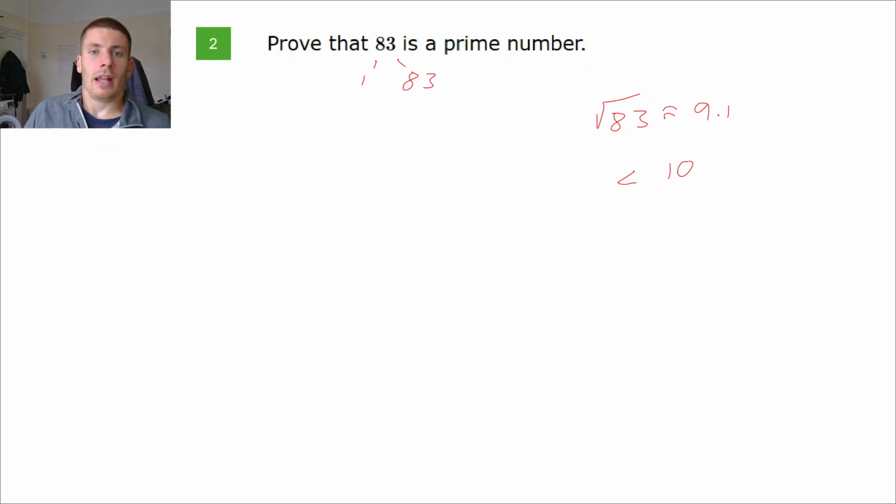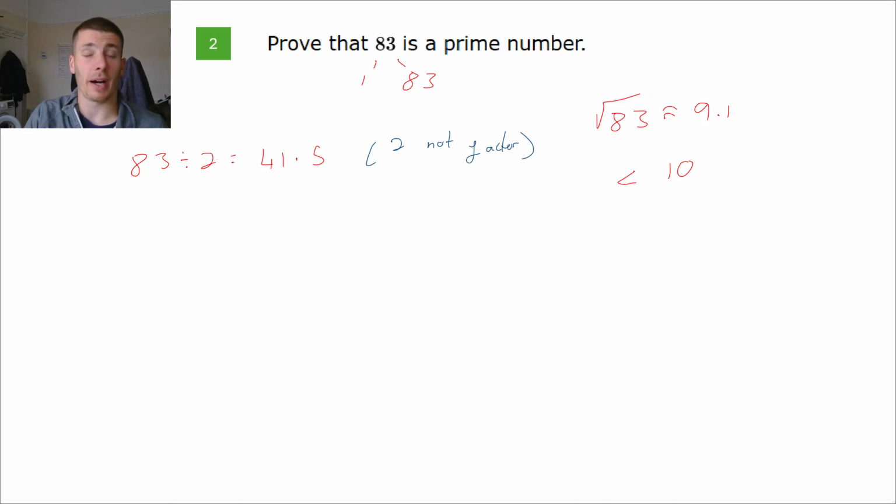Okay, let's go and do that. So let's go and do 83 divided by the number 2 to begin with, and 83 divided by 2 is 41.5, which of course means that 2 is not a factor. Then let's go and divide by our next integer, which is 3. So let's go and do 83 divided by 3. And what does that equal to? 83 divided by 3 is equal to 27.6 recurring, which again is a decimal, so it can't be a factor. So 3 is not a factor.